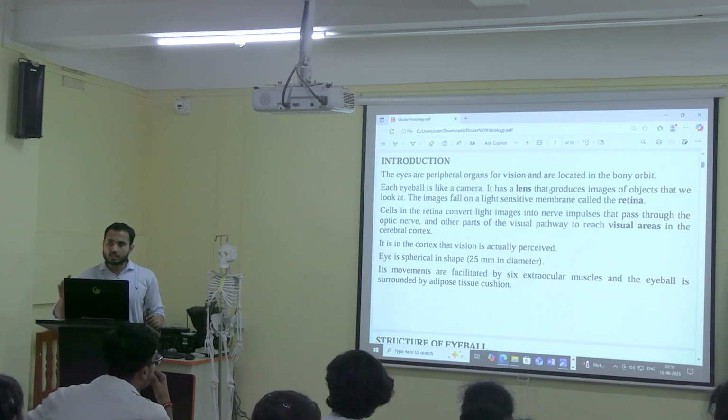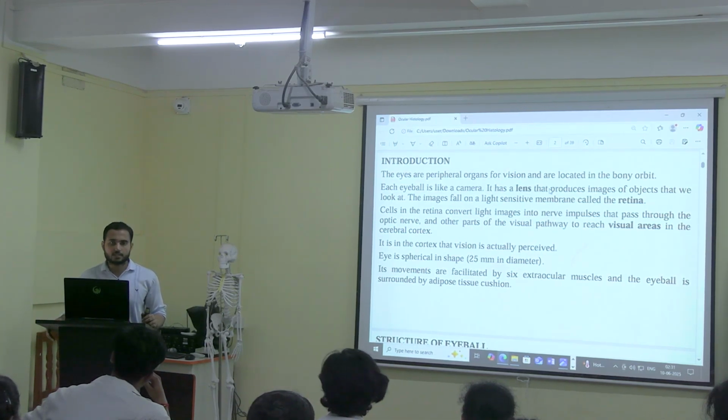The diameter of an eyeball is approximately 25 millimeters, and movements of the eyeballs also take place. For that we have six different extraocular muscles. Without moving your head, you can see on the left side and on the right side. Just check, don't move your head like this. Without moving your head, you can see on the right side also and the left side also, by moving your eyeball. Have you noticed that?